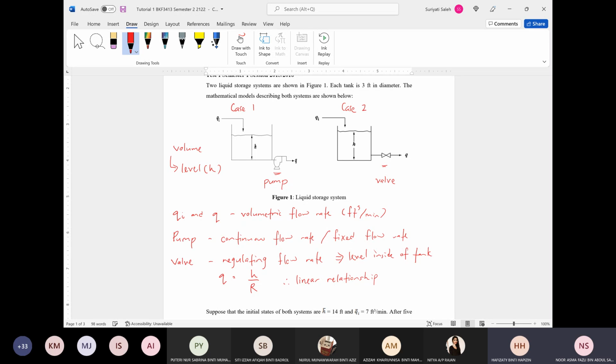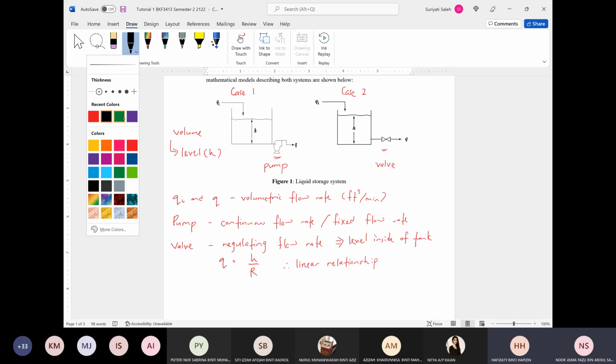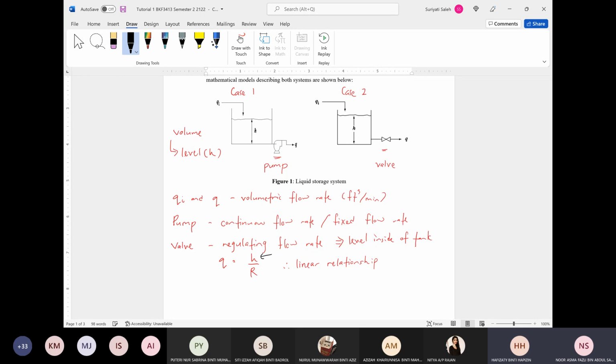This linear relationship is the standard form for the valve. So whenever you encounter a valve, we will use the linear relationship, where Q equal to H over R. The H here is your level, and the R here will be your resistance for the valve. And normally the resistance of the valve is a constant value.